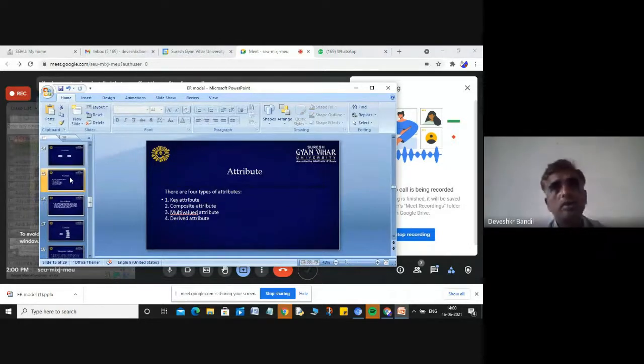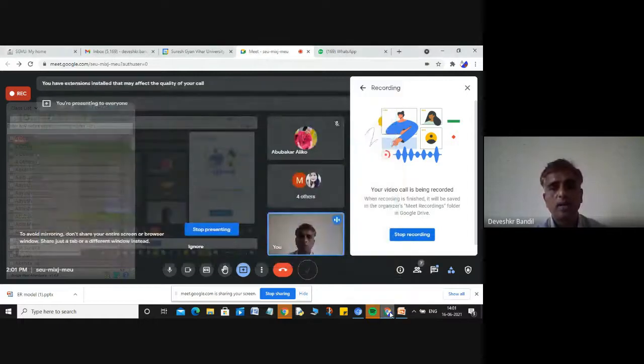Now attributes. I had already told you about attributes: characteristics or features of your entity are called attributes. Like student is your entity, and the student attributes are student ID, father name, mother name, phone number, student age, etc. In your ER model, four types of attributes are defined: key attribute, composite attribute, multi-valued attribute, and derived attribute.